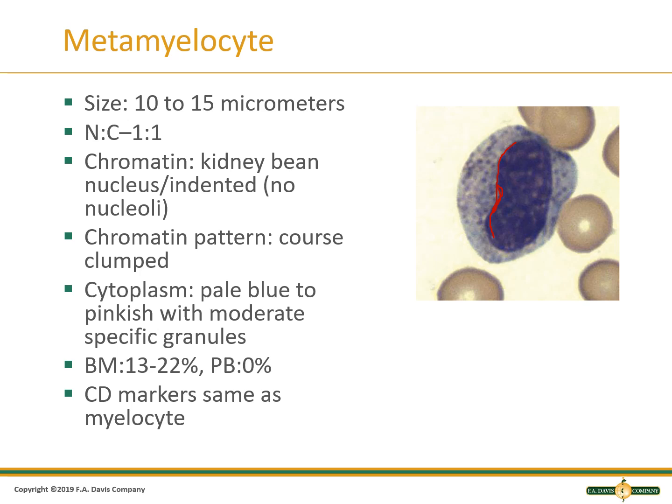The cytoplasm is going to appear to be more of a pale blue color, sometimes with a pinkish underhue, with moderate specific granules. Again, this is seen in the bone marrow, 13 to 22%, and it should not be seen in the peripheral blood. It's going to have the same CD markers as the myelocyte.